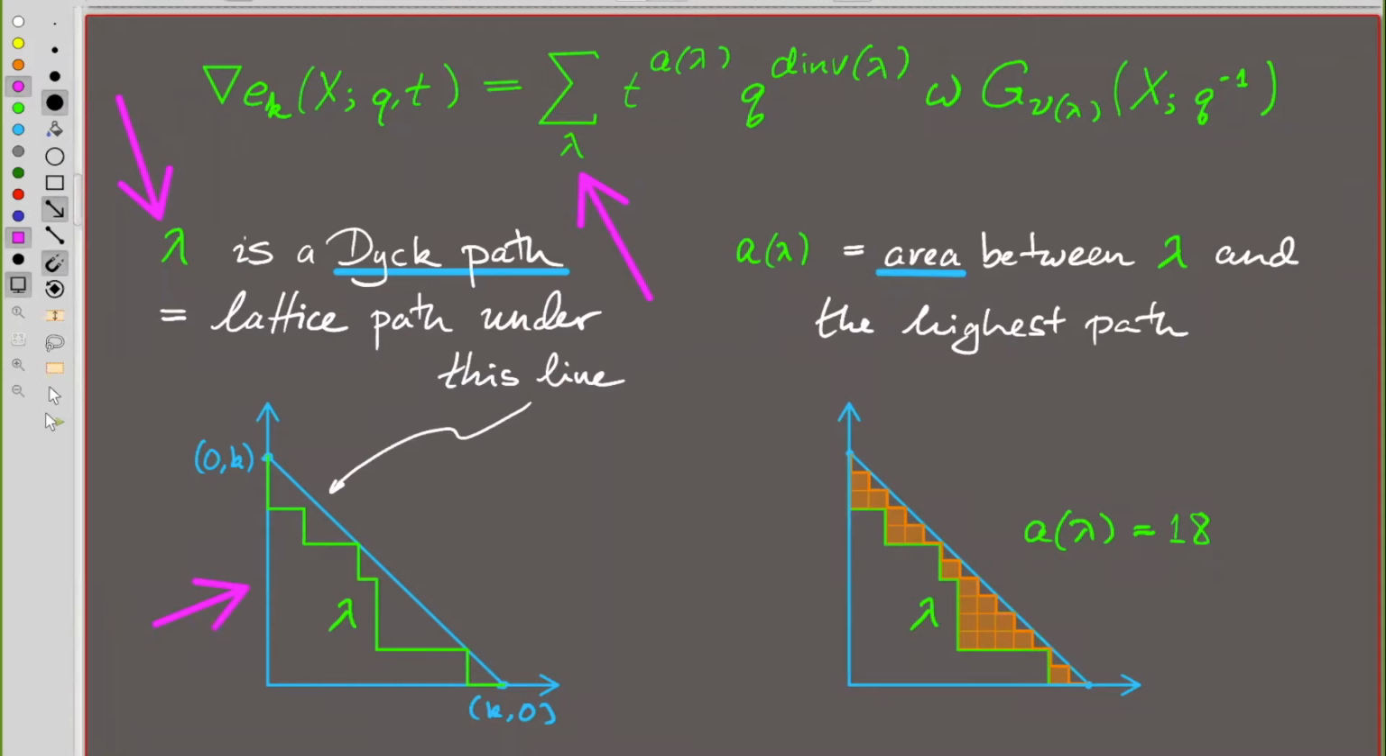And then there's some data associated to this lattice path that make up all the ingredients of the other stuff in the sum. So one of those is the area. This is the simplest statistic. The area between the lattice path lambda and the highest such path, which in this case is a staircase that would fit under the line. And so in this picture here, I've shaded all the boxes in between lambda and the highest path in orange, and if you count them, you can see that there are 18 in this example. So that's the area, and that gives you the t power on the combinatorial right-hand side of this expression.